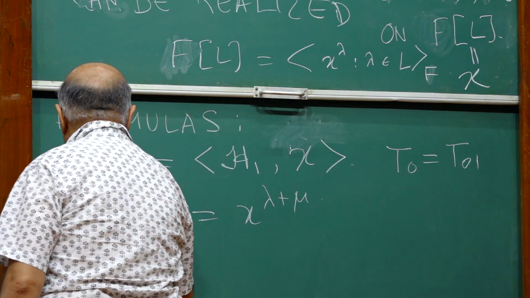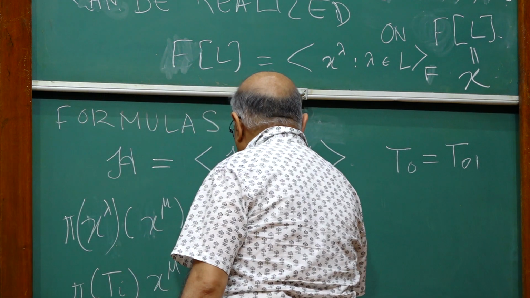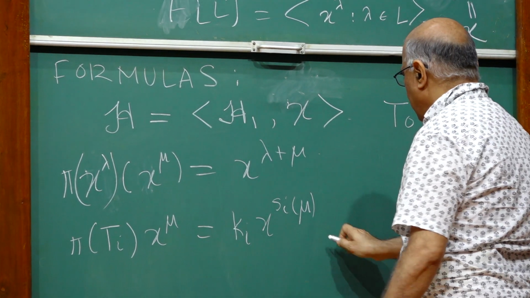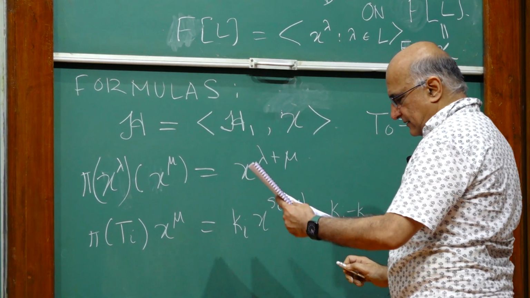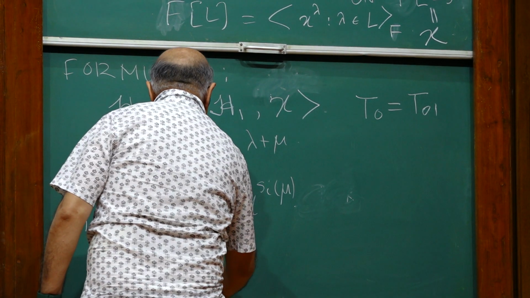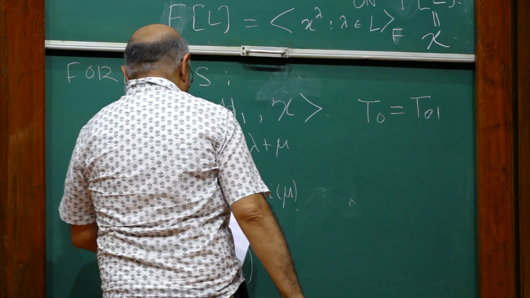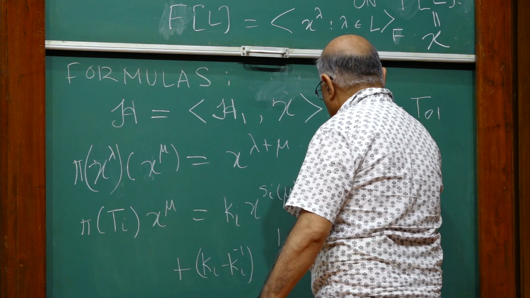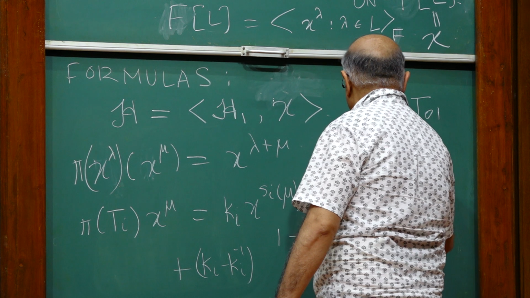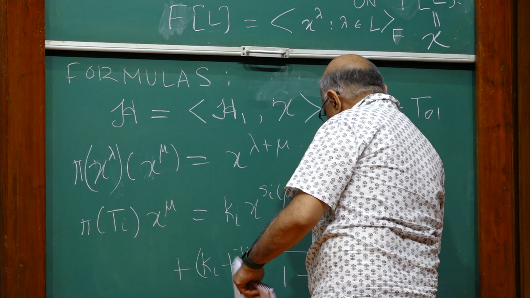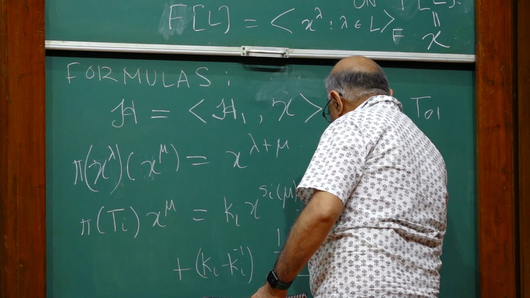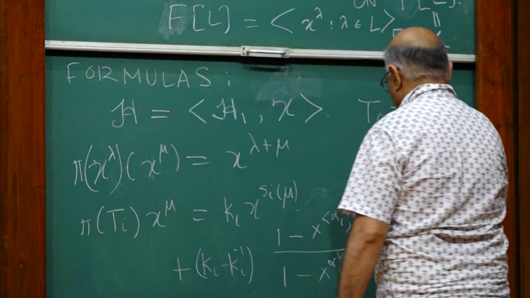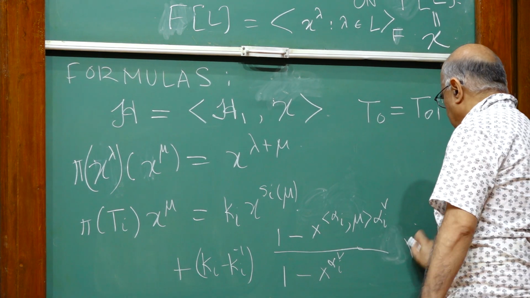And then pi of Ti acting on x mu is Ki times x to the Si mu plus Ki minus Ki. This is the kind of the big thing, so let me write it. Plus Ki minus 1 minus x to the alpha i mu, divided by 1 minus x to the minus alpha i check, times alpha i check times x to the mu.